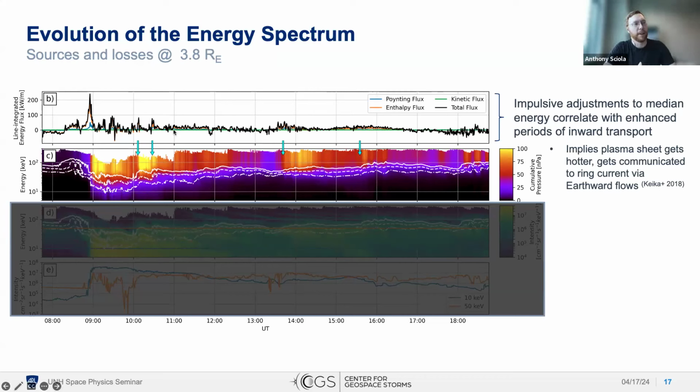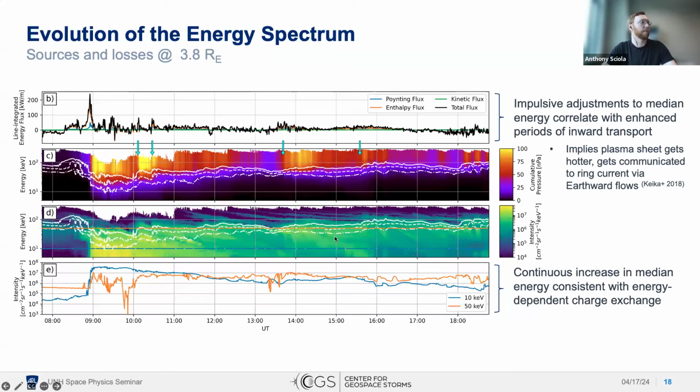And so the implication is that the plasma sheet is getting hotter throughout the storm, and then this gets communicated to the ring current via earthward flows. This is very similar to the conclusion made by Keika et al. in his case study.